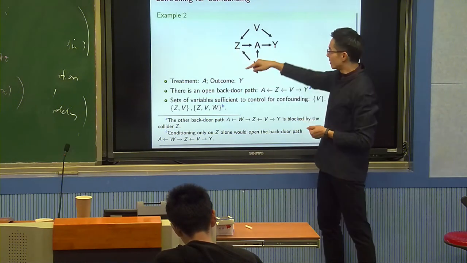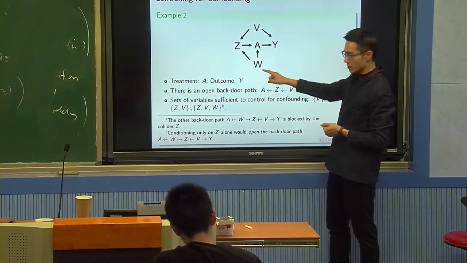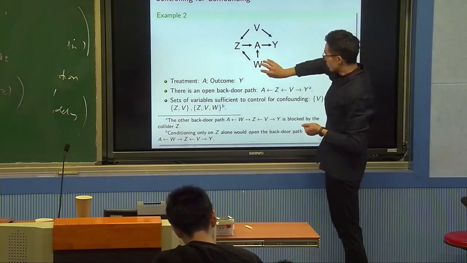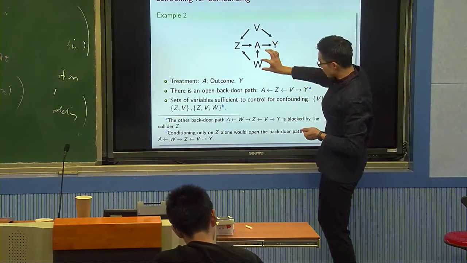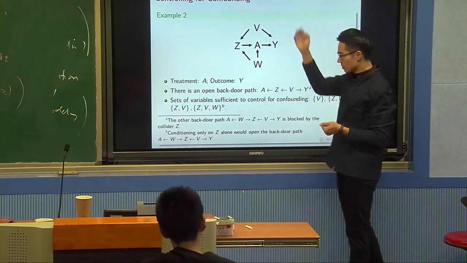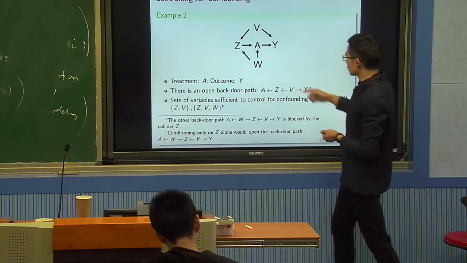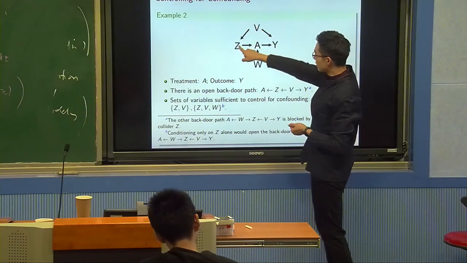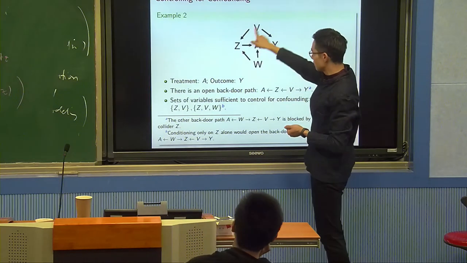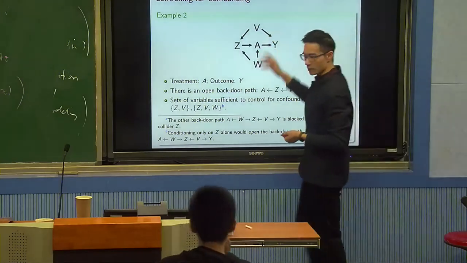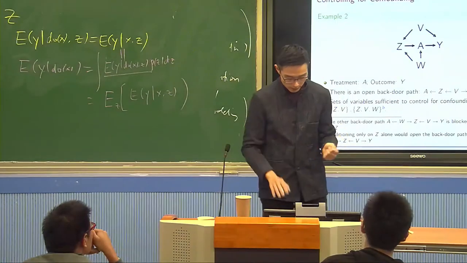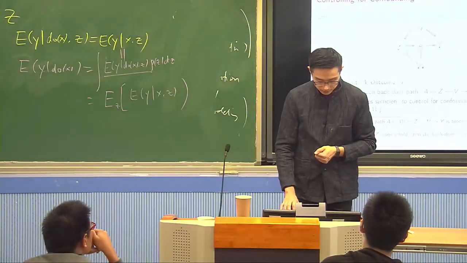So what can we do? We can condition on Z, and we can control for W. So Z and W will satisfy the backdoor criteria, right? Once we condition on Z, it blocks this path, but if we condition on W as well, then it blocks the path opened by conditioning on Z. Of course, I can also do Z and V. Once I condition on Z, again, it opens this path, but if I do V as well, it blocks it again. And finally, I can do Z, V, and W. So all these different sets of variables satisfy the backdoor criteria, which you can all control for.